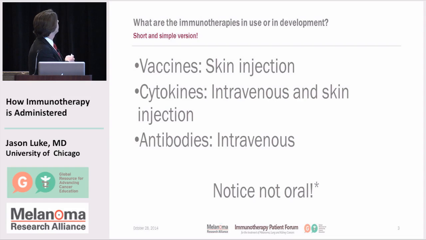The three types of treatments that I'm going to talk about are vaccine therapies, which are predominantly given as injections into the skin, just like your flu shot; cytokine therapies, which were alluded to a little bit earlier, which can be given intravenously or by skin injection; and monoclonal antibody therapies, which are given as intravenous treatments. Again, understanding what these treatments do will really help you understand why we give them the way that we do. But I will just state, notice that these aren't oral treatments, okay?